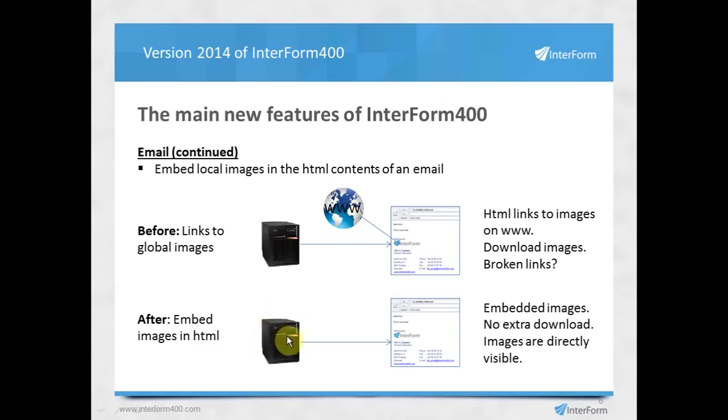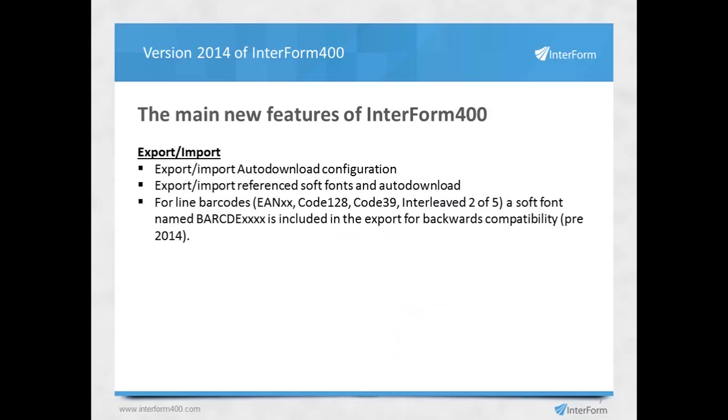So here is the new, better alternative: you can now use images directly in the IFS. These images are now embedded in the HTML data stream and included as a part of the email. So immediately when you open up that email, you will see those images straight away. Additions for export-import: well, now we can export and import the auto-download configuration.